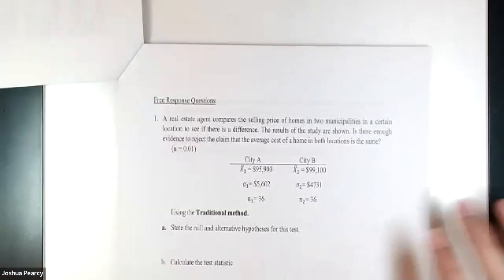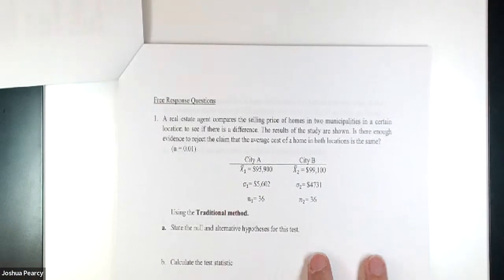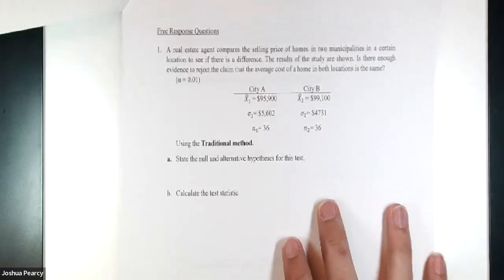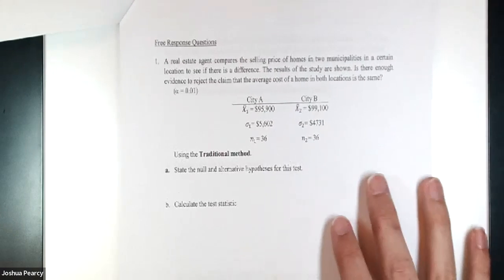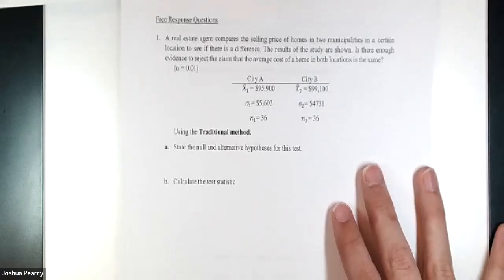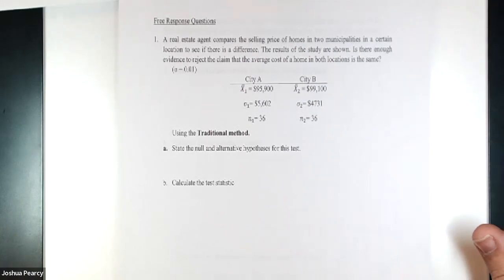I think this is pretty much the final I gave last semester. I think it is. I don't know. A real estate agent compares the prices of homes in two municipalities in a certain location. Does that just mean cities? I have no idea either. The results of the study are shown. Is there enough evidence to reject the claim that the average cost of a home in both locations is the same? Last semester, I just put city A was Stillwater and city B was Norman.